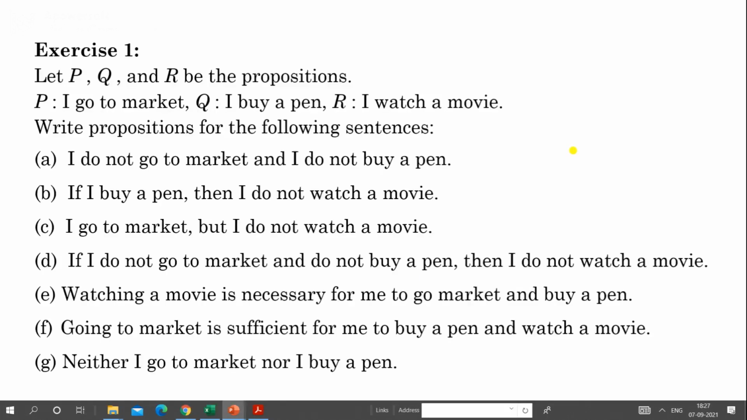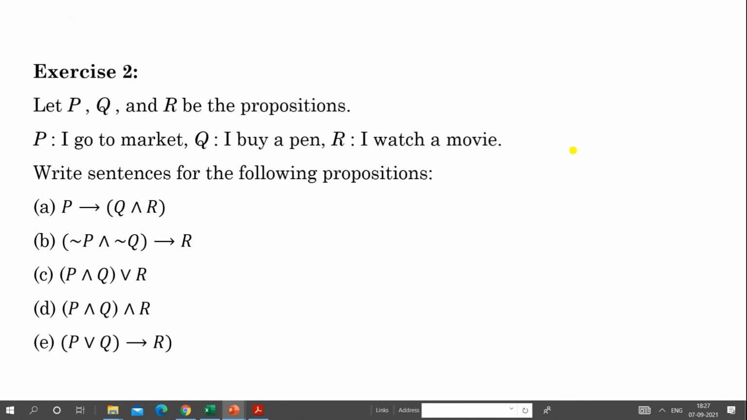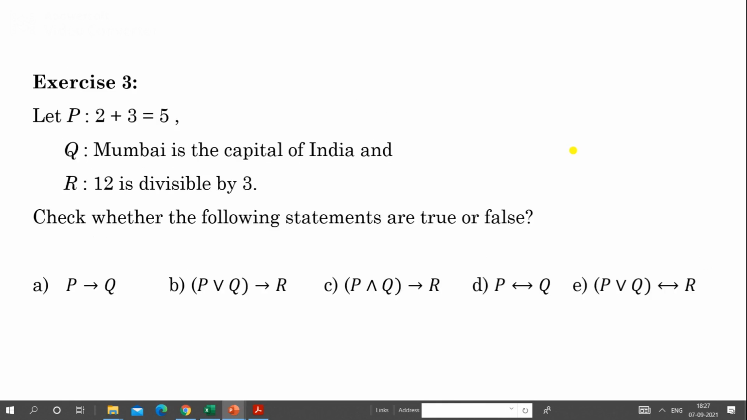Here some exercises are given for you. Try to answer these questions. This is exercise number 1, exercise number 2, and finally exercise number 3. In the next lecture we will discuss the solutions of these problems.